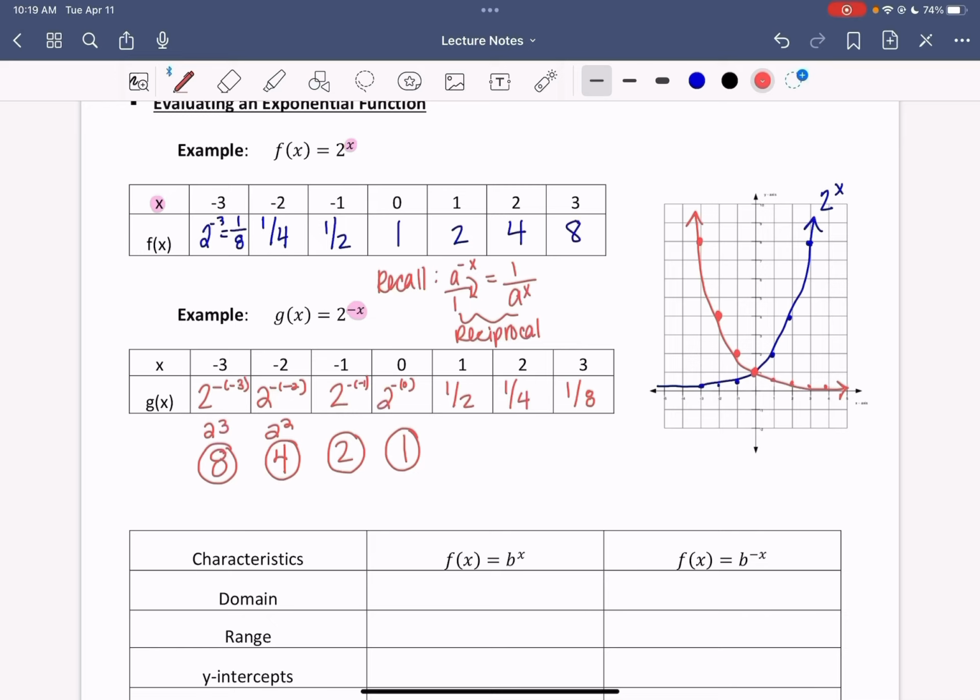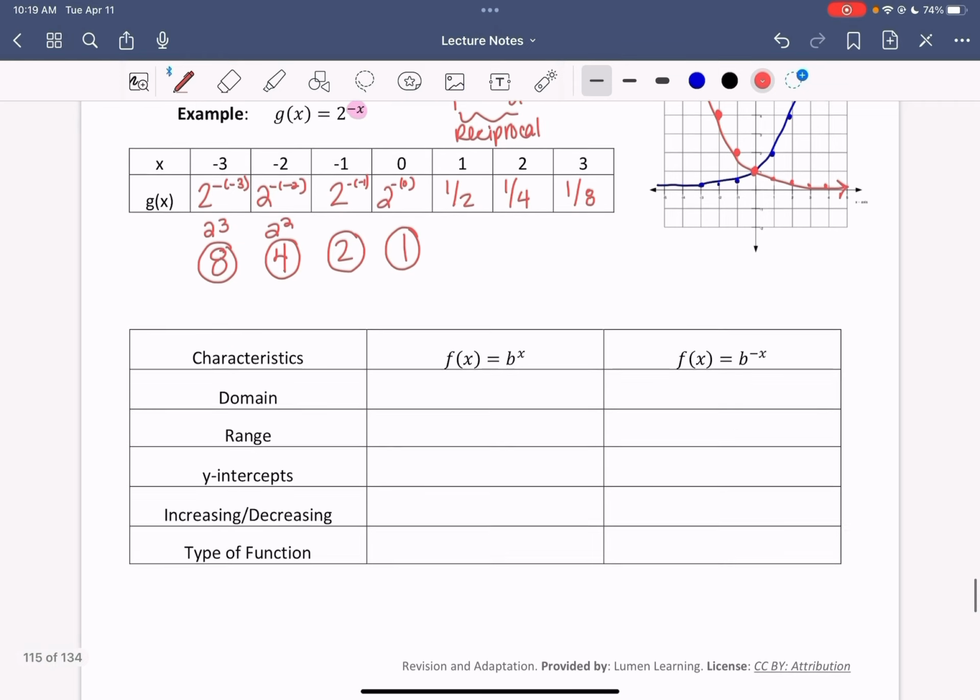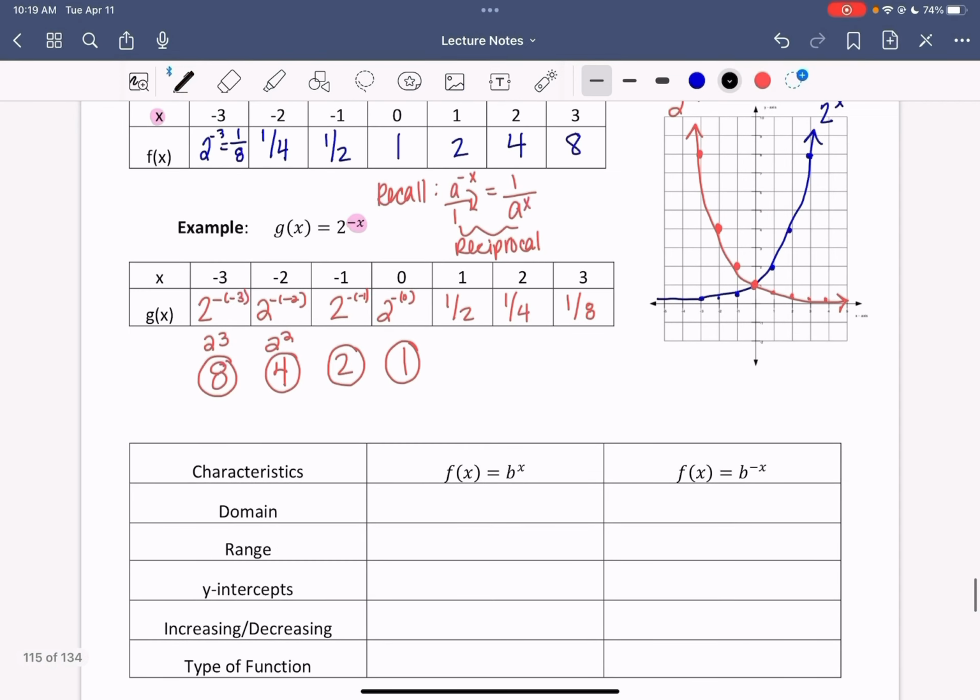Now, I'm not going to make a ton of these tables through this different section, but I just want to start with one exact graph and give us an idea of what's going on with these different functions. And there are some characteristics we can pull out of this by looking at this graph here. We can see, if we're looking at the domain, we're going to go back to generic b to the x or b to the negative x.